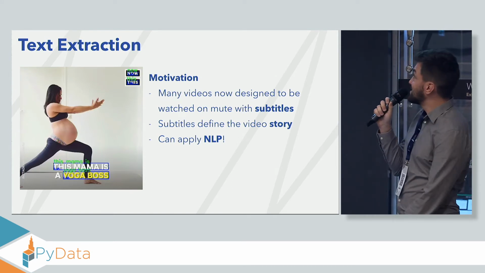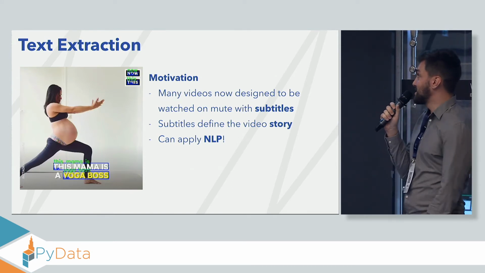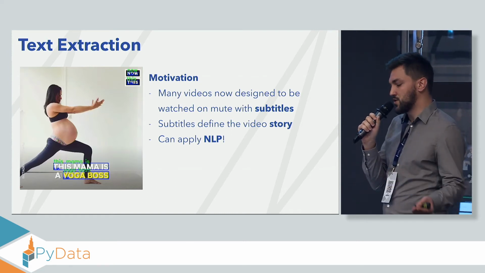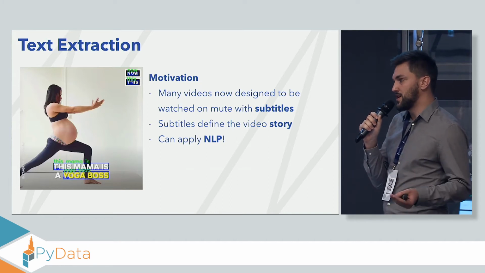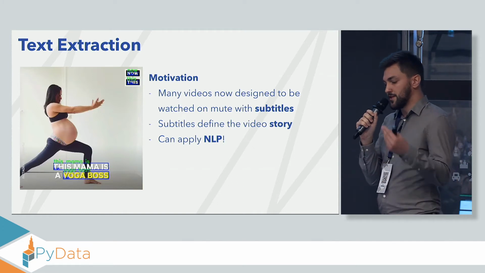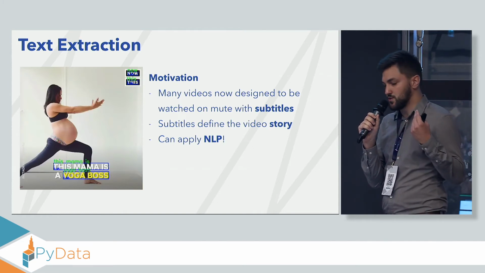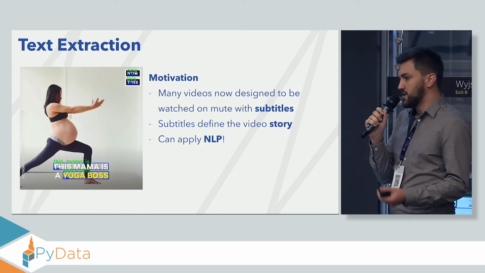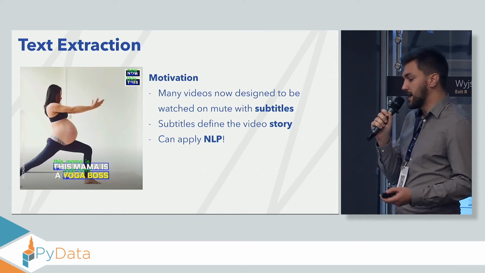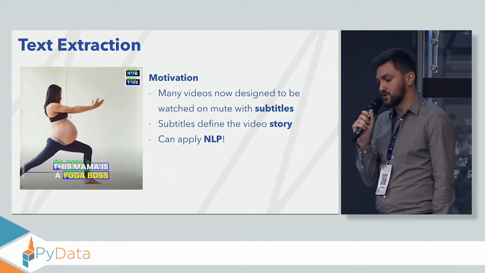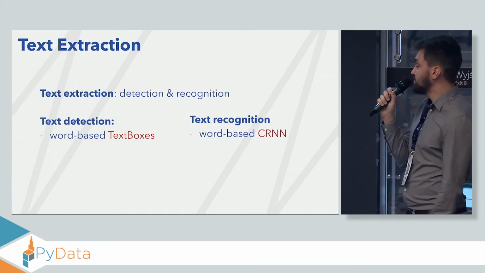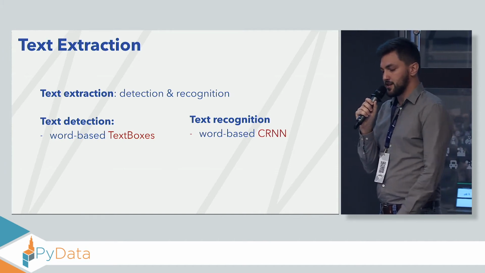And this is what makes it interesting to extract this text, because these subtitles often define the story about what is happening in the video. So if we had access to this text, we could further analyze it using NLP techniques, know what the video was about, how users reacted to different tags, different stories, different categories. Okay, so text extraction would consist of two steps: text detection and text recognition.